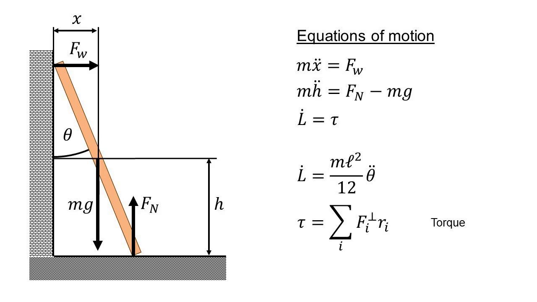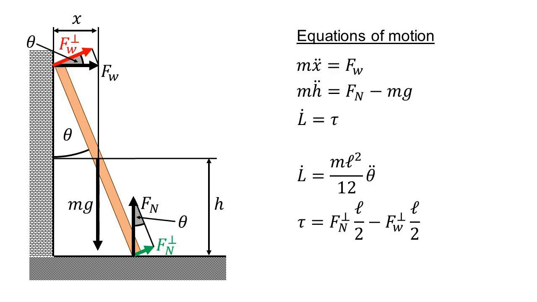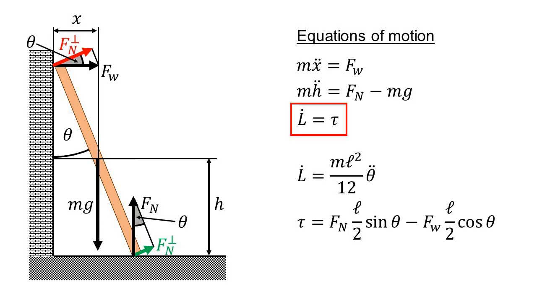In our case, there are two forces that contribute to the torque, F sub w and F sub n. I took the positive torque to be in the anticlockwise direction, simply because that's the direction the ladder is rotating. The perpendicular component of F sub n is F sub n sine theta, while the perpendicular component of F sub w is F sub w cosine theta. So finally, we can write this equation like this.